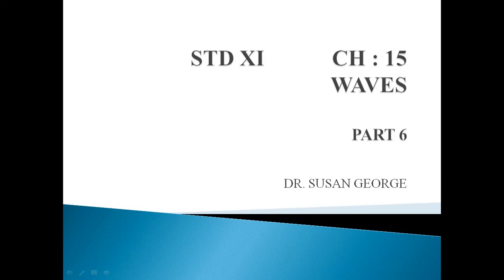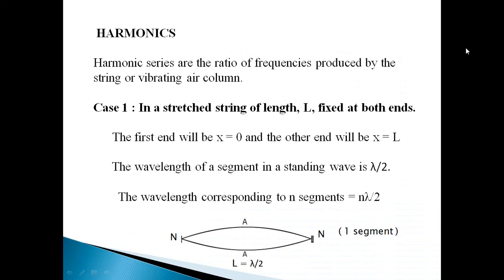So we are going to learn part 6 of chapter 15, waves, today. Today we are going to study harmonics in waves. So what are harmonics? Harmonic series are the ratio of frequencies produced by a vibrating string or air column.